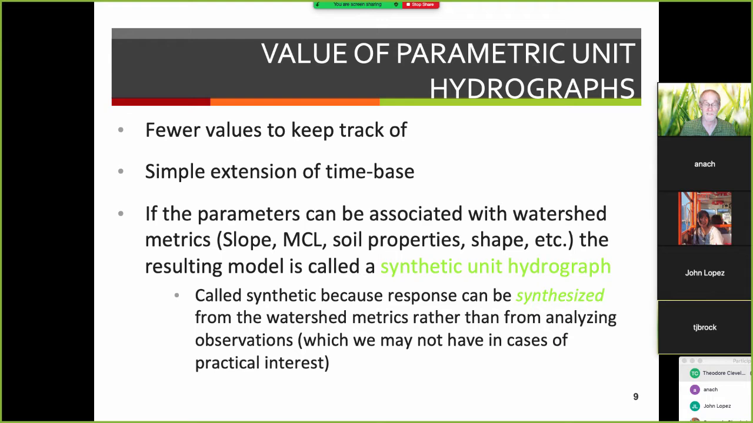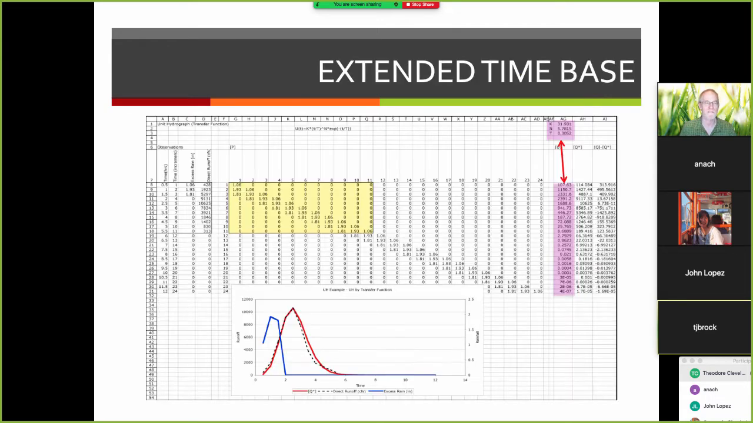And we may not have observations in cases of practical interest. So here's an example of extending the time base. In this example of extending the time base, all that was done was the designer simply added rows to the worksheet, structured the precipitation matrix correctly, so it's more than just adding rows. They had to add the right rows and columns, and then literally did a drag and drop of this vector here and these carry along vectors. That was the only change, so just made it longer.